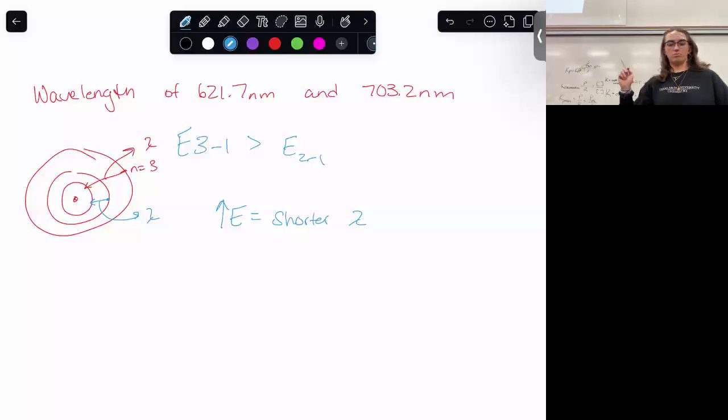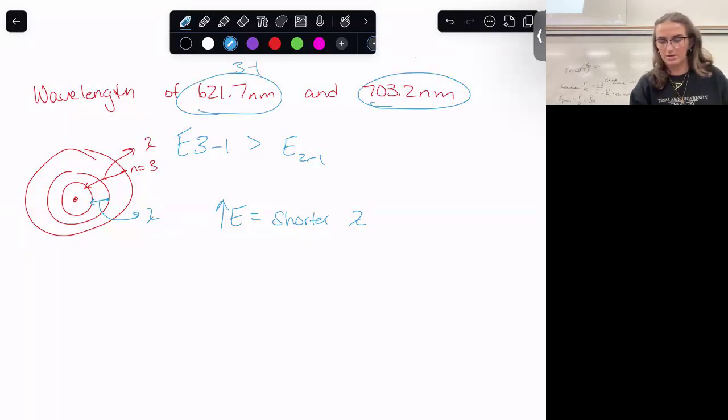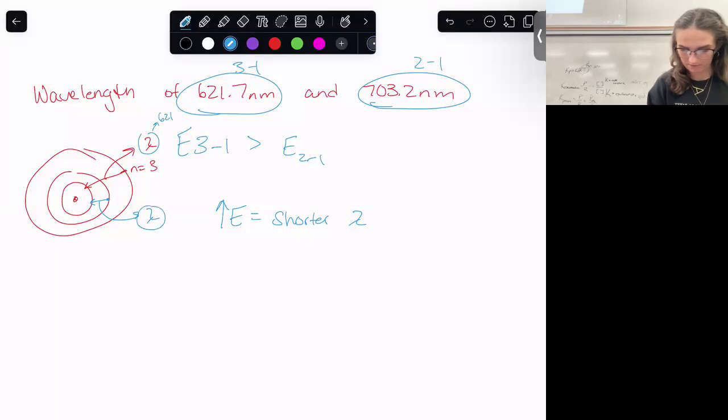Okay, so which one, 621.7 or 703.2, would be the 3 to 1 transition? 621 would be the 3 to 1, and this would be the 2 to 1 transition, right? Because we have a shorter wavelength, that means the energy levels are closer together, which means we have a higher energy. So this would be 621, and this one would be 703.